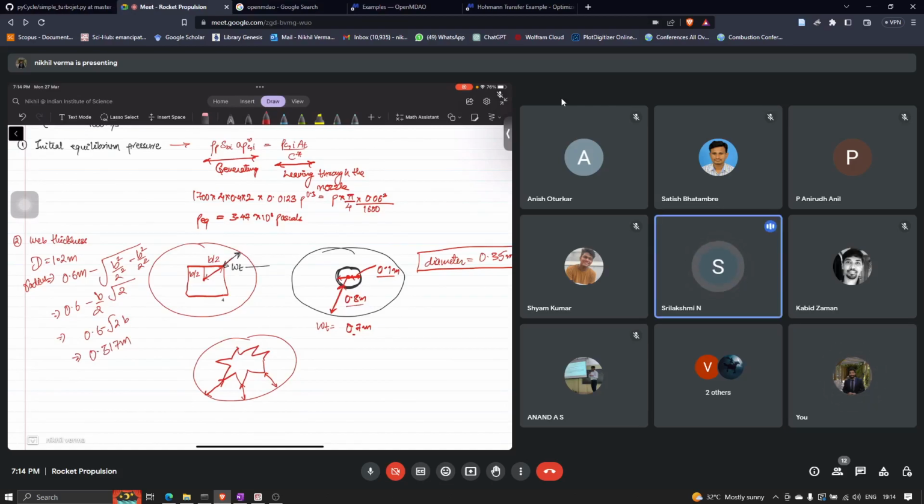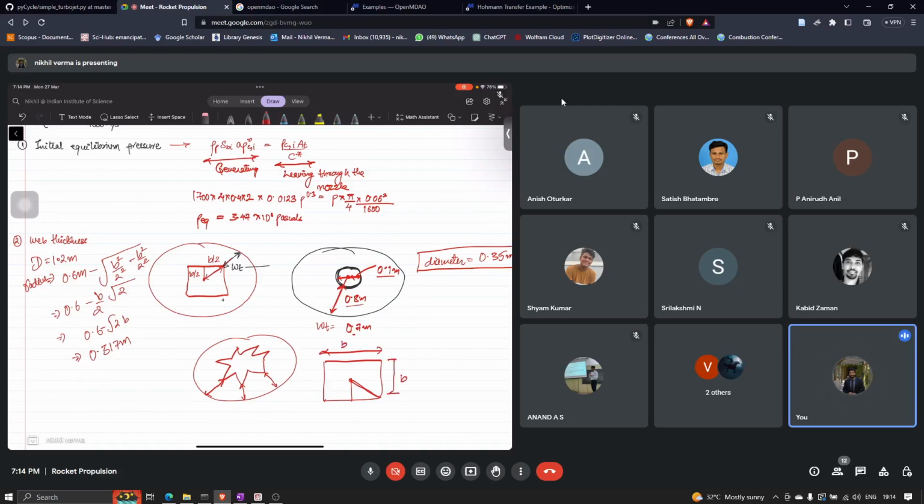So it's b square by 2 square plus b square by 2 square, right? Yeah, it's just a hypotenuse, Pythagoras theorem. So you have to calculate this distance, right? And this is your b. This is your b. So this is b by 2. This is b by 2, and to calculate this distance, it will be b by 2 square plus b by 2 square.